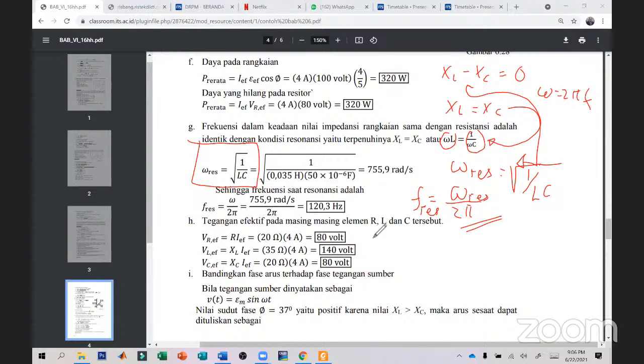And next, it's very clear that the effective voltage of RLC can be calculated by this expression. So from this expression, we have I as a function of t is I max sin omega t minus phi.